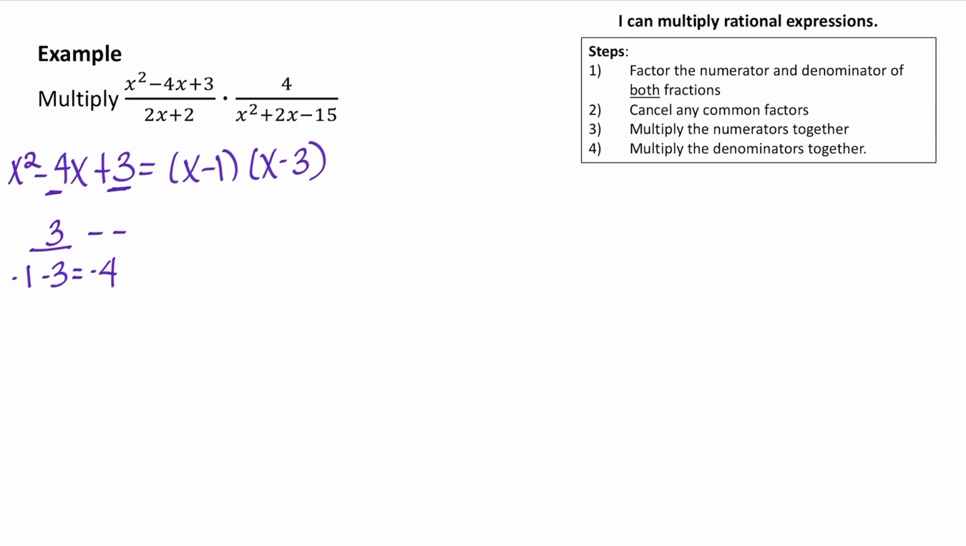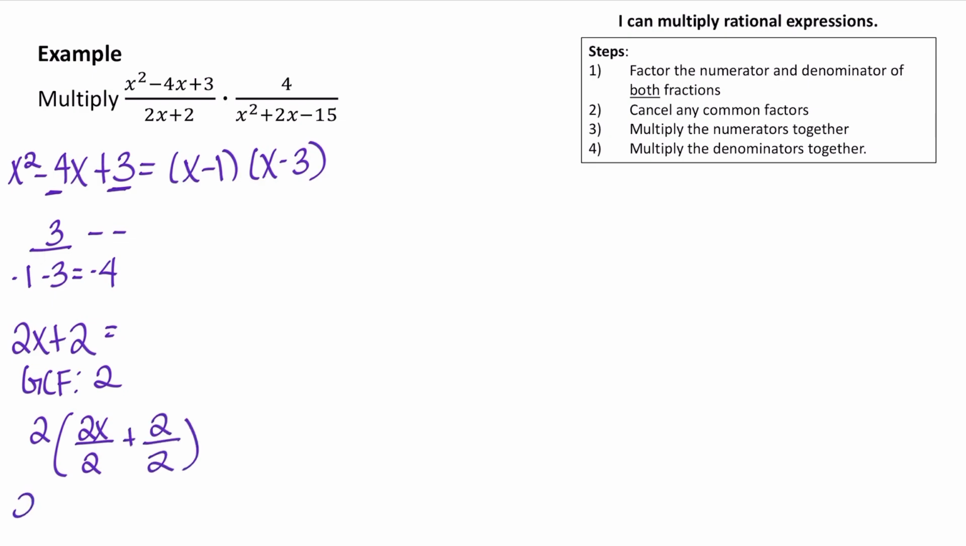Now let's try factoring 2x plus 2. When we factor 2x plus 2, notice that we do have a GCF. The GCF of both these terms is 2. So I can factor a 2 out, so we have 2 times 2x over 2 plus 2 over 2. So that reduces to 2 times, 2 and 2 cancel, so we have x plus 2 divided by 2 is 1. So this will become 2 times x plus 1. Now let's factor 4. 4 is just a whole number, so 4 is going to factor to 2 times 2. We just write it as the product of its prime factors.